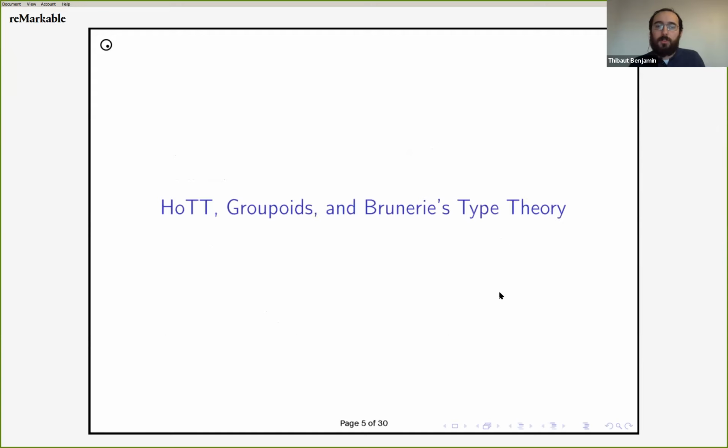So first, to understand this, I want to talk to you about HoTT and the groupoids and Brunerie's type theory. Because obviously you know all about HoTT, you know most probably about groupoids, but you might not know about this type theory proposed by Brunerie, and it's quite important if you already know HoTT to understand that, then to understand CaTT, which is the next step.